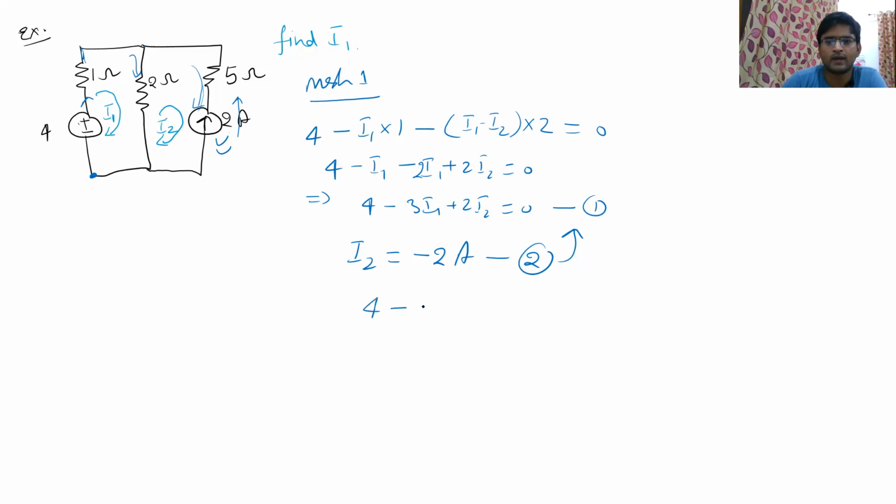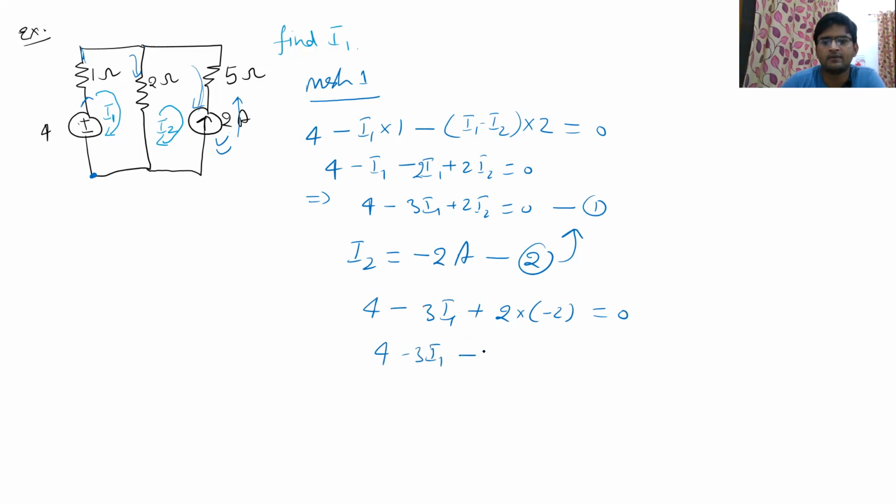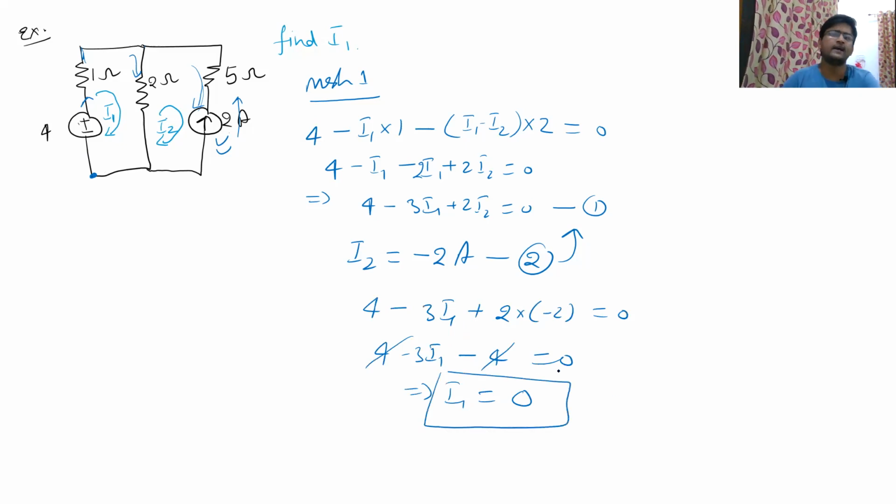So it will be 4 minus 3I1 plus 2 into minus 2 is equal to 0, means 4 minus 3I1 minus 4 is equal to 0. 4 से 4 cancel out हो जाएगा. It means I1 is equal to 0. So your answer is that the value of I1 is 0. So this is how you will calculate. In mesh analysis, you will first find out the meshes, then assume a current with a direction, then write the KVL equation, and then solve for the currents.